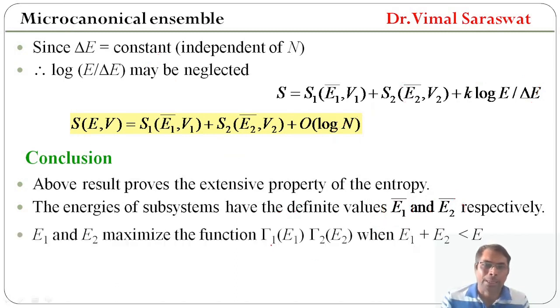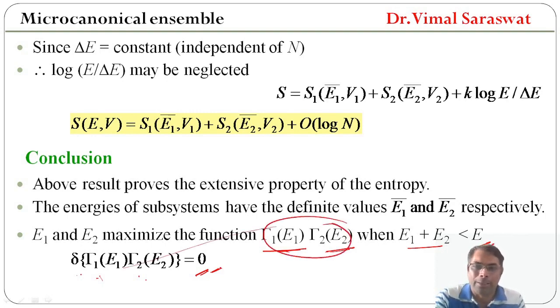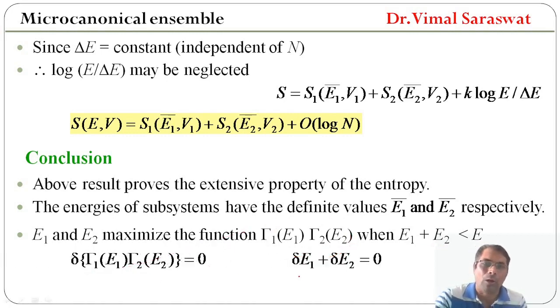E1 and E2 maximize the function γ1(E1)γ2(E2) when E1 plus E2 is less than E. Also, the differential of γ1γ2 is equal to 0, or δ(γ1(E1)γ2(E2)) equals 0, because for maximizing the function γ1(E1)γ2(E2), its first differential will be 0. So δ(γ1(E1)γ2(E2)) is equal to 0. Also, δE1 plus δE2 equal to 0.